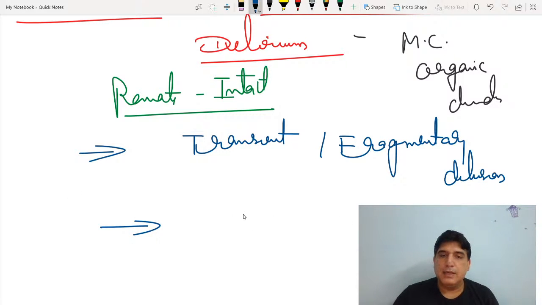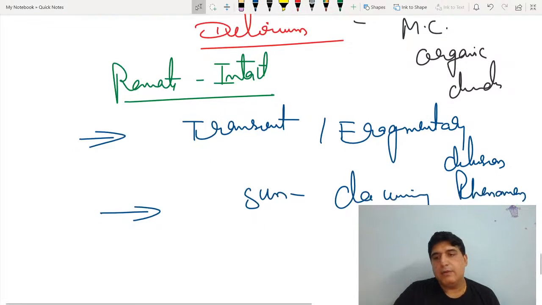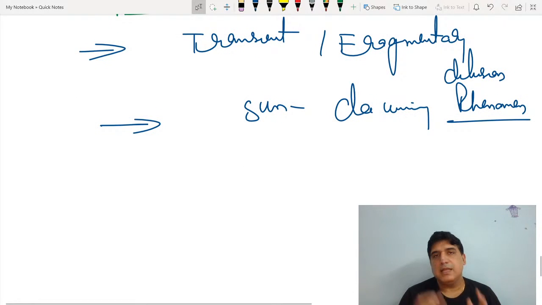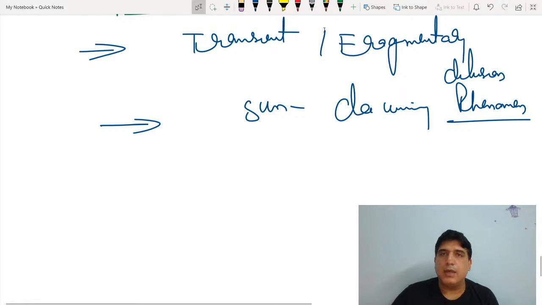And we have the sundowning phenomenon seen in delirium patients. What is the sundowning phenomenon? As the evening comes, as the sun sets, the patient's condition gets worsened. This is the sundowning phenomenon. Just remember, seen in delirium. We have visual hallucinations, we have illusions.